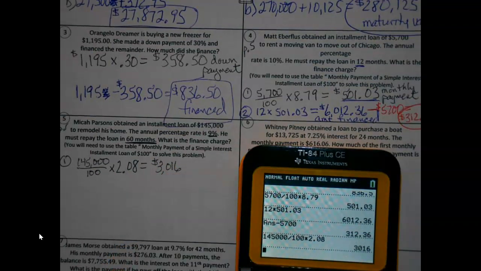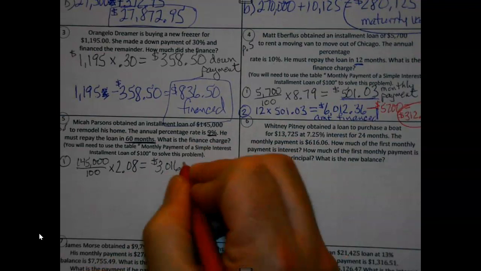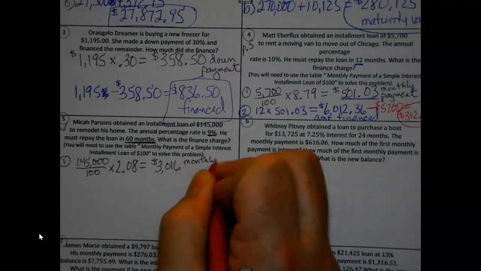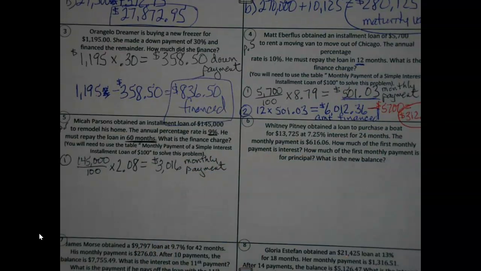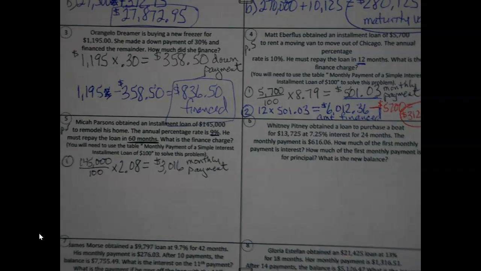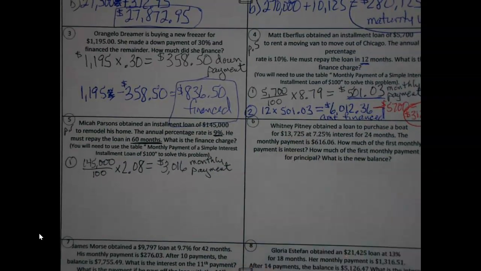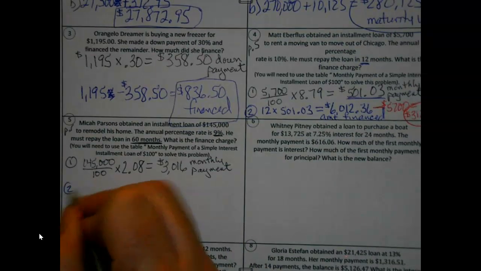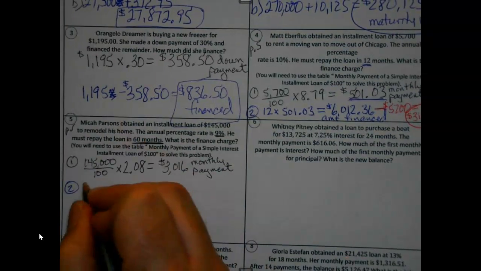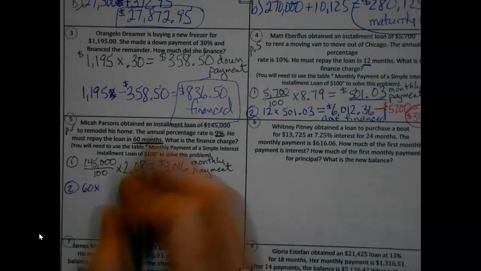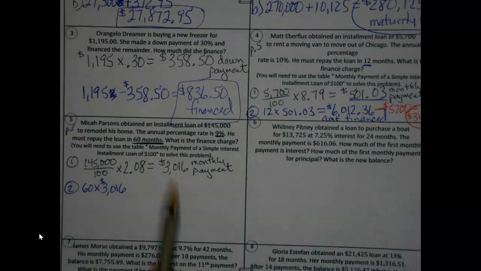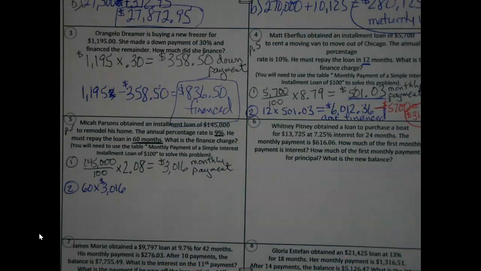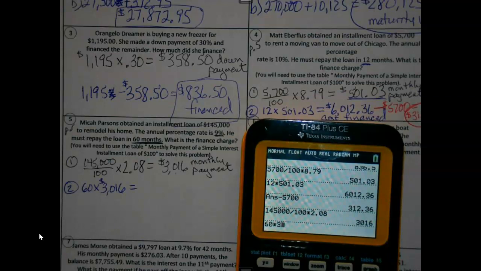So $3,016 is going to be my monthly payment. But again, that's not the finance charge. So I go back up here and I'm like, okay, now how does this work again? So I'm going to be paying this back for 60 months. So every month for 60 months, I'm paying $3,016. We're just going to take the number of months times my answer to the first part. This is going to be quite the little bill. 60 times 3,016.